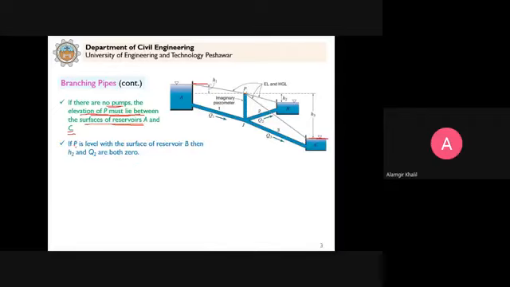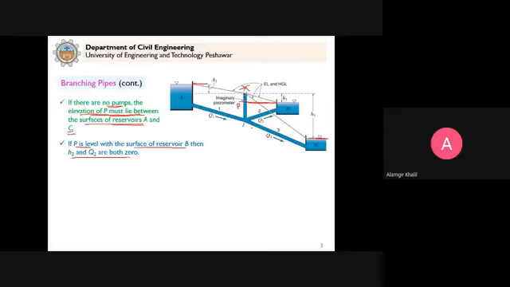If P is level with the surface of reservoir B, clear, then H2 and Q2 are both 0. It means that if this is reservoir B here and P is here at the same level, now this is P, clear? So in this case, what will happen is that H2 and Q2 are both 0.